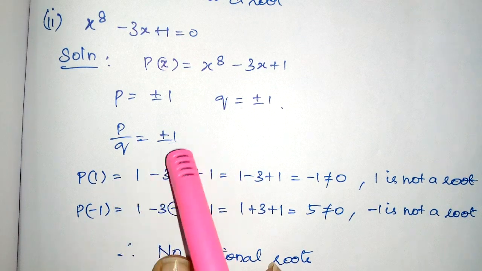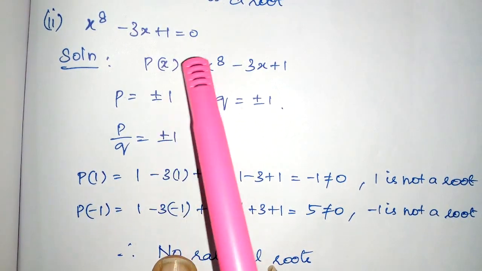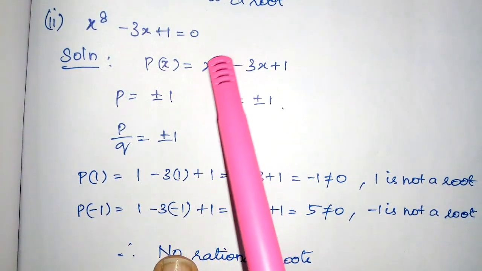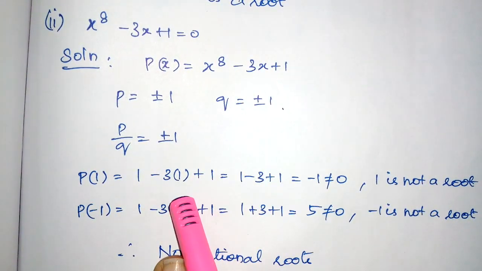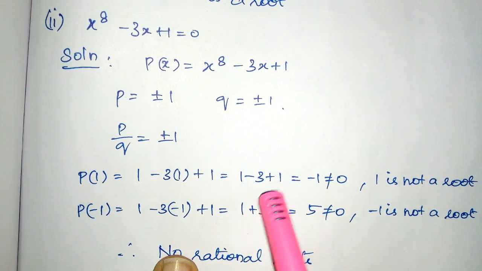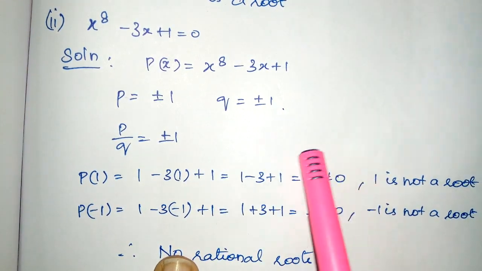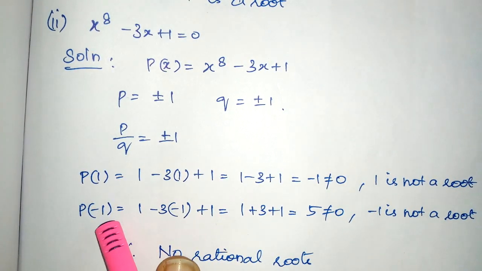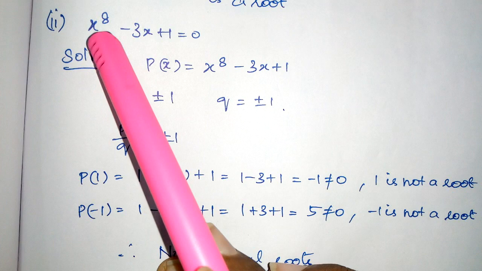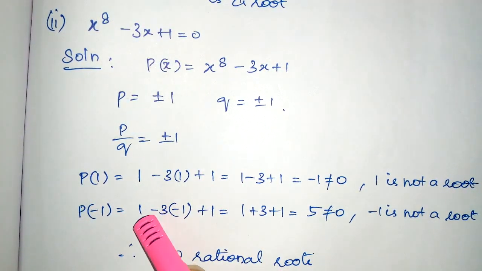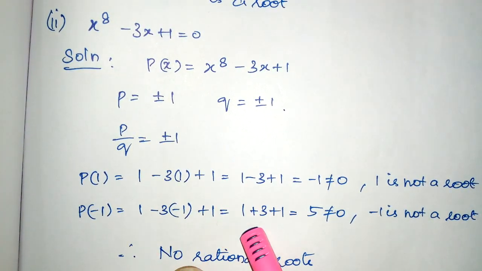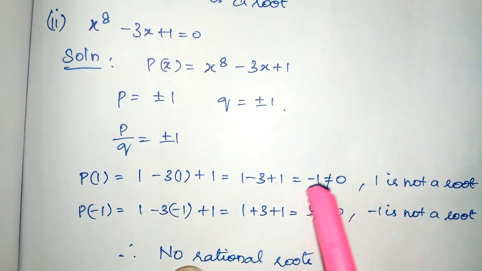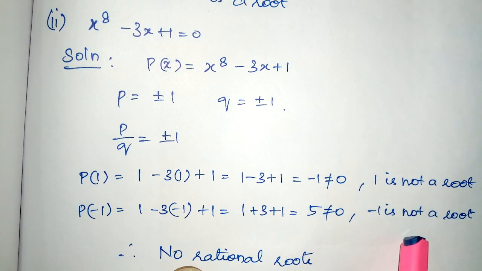Now substituting 1 and minus 1 in this P of x. So P of 1: 1 to the power 8 is 1, minus 3 into 1, plus 1. So 1 minus 3 plus 1, which is equal to minus 1, which is not equal to 0. So 1 is not a root. Now taking P of minus 1: minus 1 to the power 8 is 1, minus 3 into minus 1, plus 1, which is equal to 1 plus 3 plus 1, which is equal to 5, which is also not equal to 0. So minus 1 is not a root.